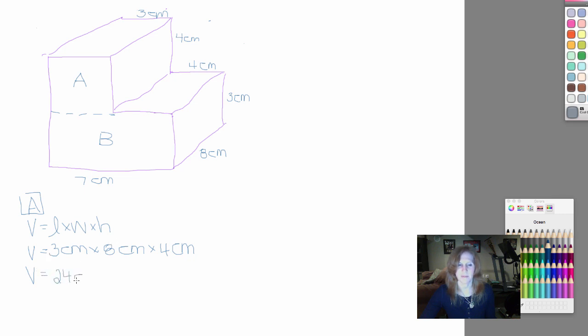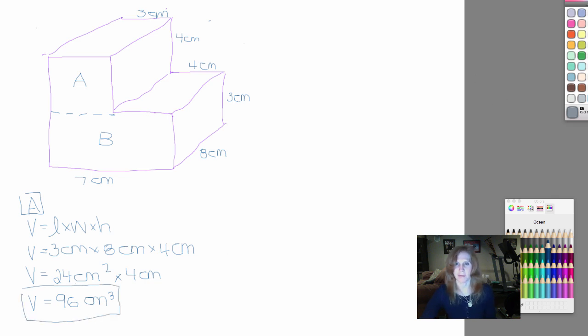And now I can start multiplying. 3 times 8 is 24 square centimeters, because I'm multiplying the dimensions of length and the dimensions of width. That's 2 dimensions. And now I'll add my dimension of height. And 24 times 4 is 96 cubic centimeters, because once I've multiplied the length and the width and the height, I've multiplied all 3 dimensions together. So I have to make sure I put that 3 there. And this is the volume for figure A.